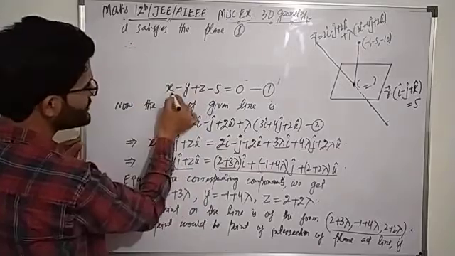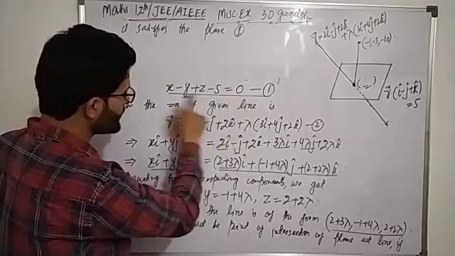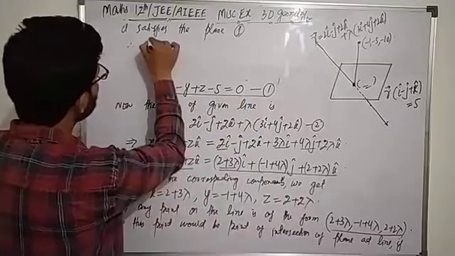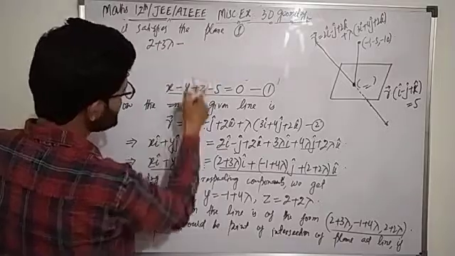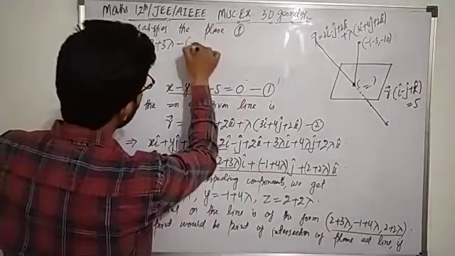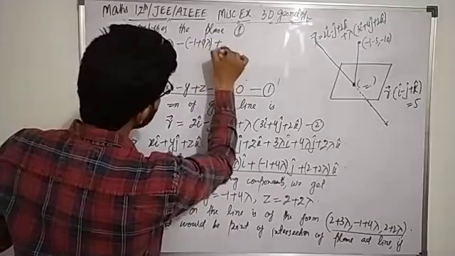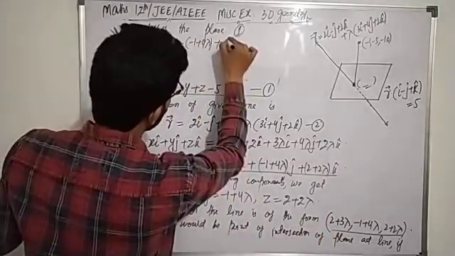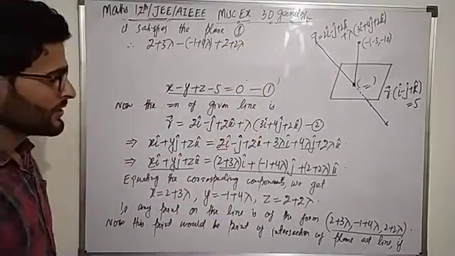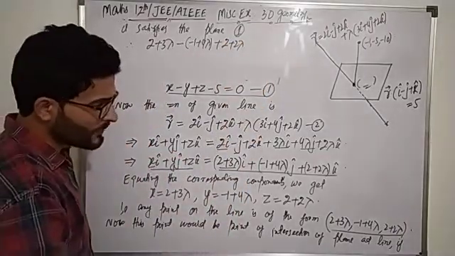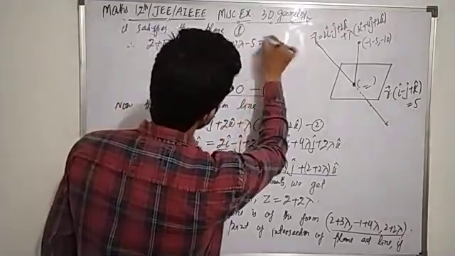So therefore the equation of the plane is actually x minus y plus z minus 5 equal to 0. Instead of x we have 2 plus 3 lambda, minus, instead of y we have -1 plus 4 lambda, and plus z, instead of z we have 2 plus 2 lambda, right? So instead of z we have 2 plus 2 lambda and minus 5 is equal to 0.